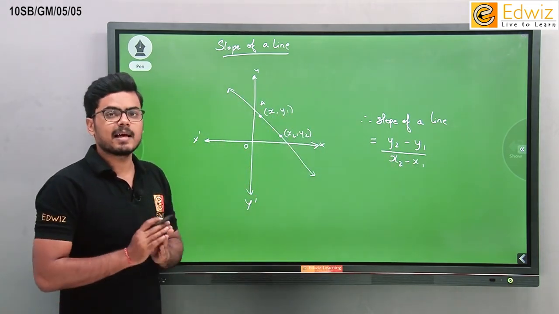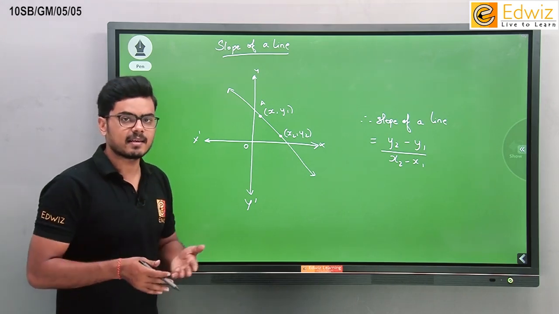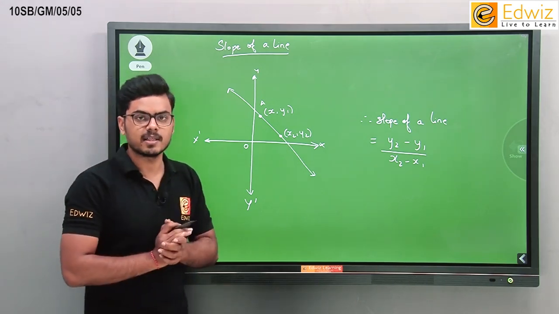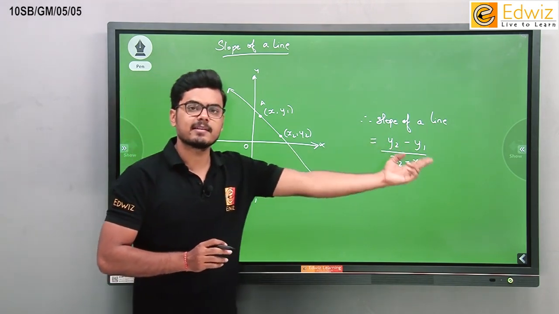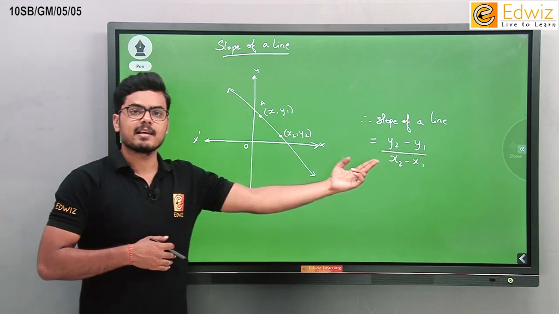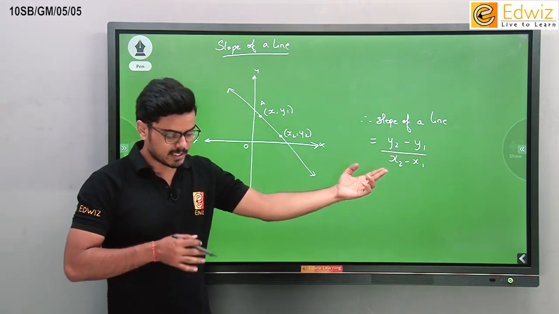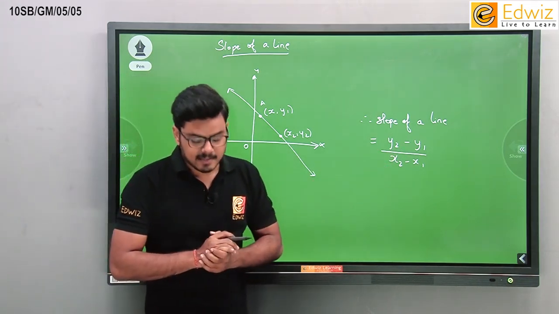So if we want to define the inclination of any line using a mathematical quantity, it is this. Slope is equal to y2 minus y1 upon x2 minus x1. It is also given in your textbook if you check on page number 117.